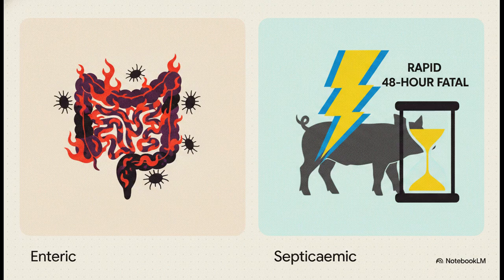But on the other hand, you have septicemic salmonellosis, and this one is a rapid systemic shock. It hits fast with a sudden onset of high fever and recumbency, which means the animal just can't even stand up. It is incredibly deadly, often fatal within 48 hours if left untreated, especially for highly susceptible young animals like calves, neonatal foals, and pigs under 4 months old.